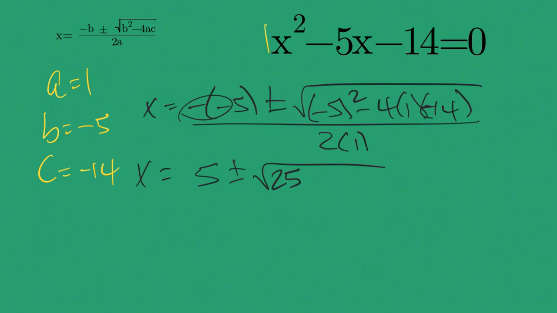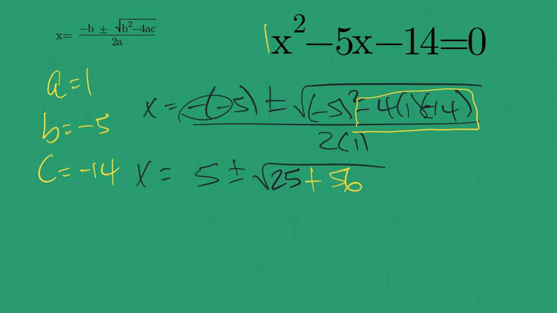Now, you see all this right here that I'm putting in yellow? Those three things must be multiplied together first. Okay? They must be multiplied together first. And it doesn't matter what order you multiply them in. What is negative 4 times 1? Negative 4. And that negative 4 times negative 14 is positive 56. Okay? Those three things must be multiplied together.